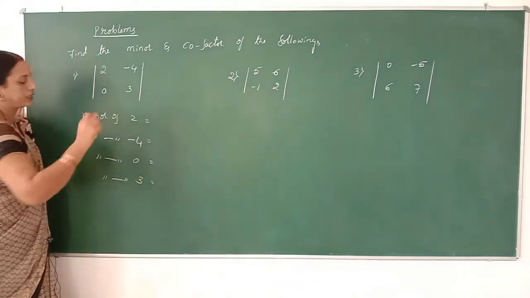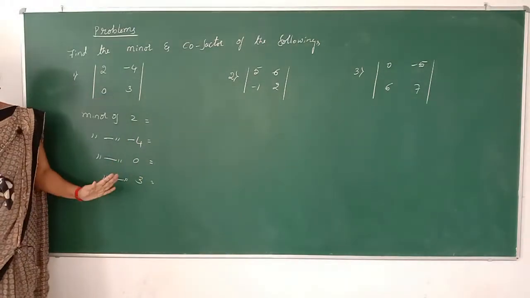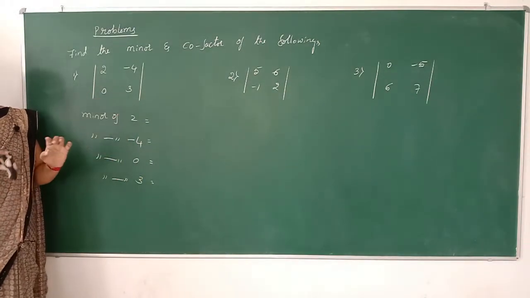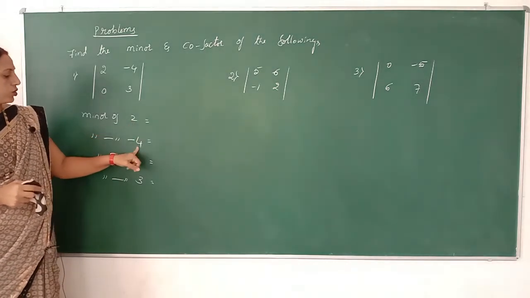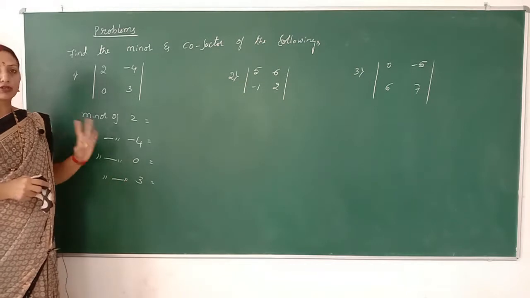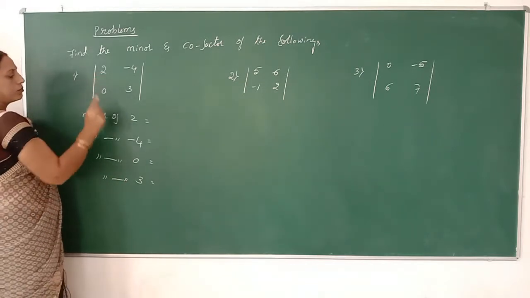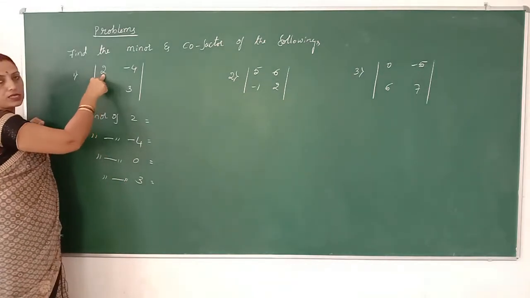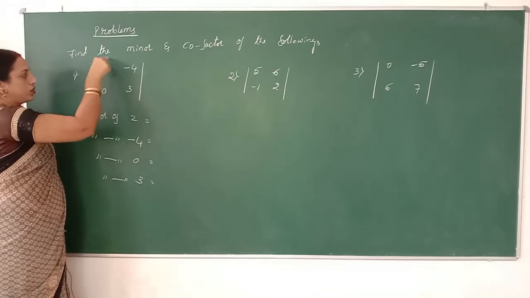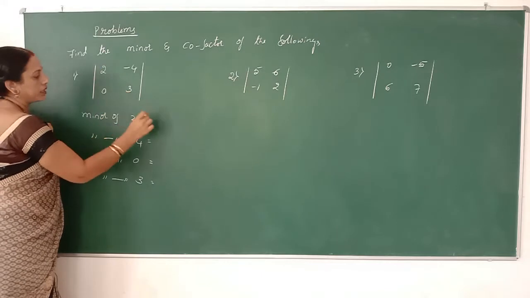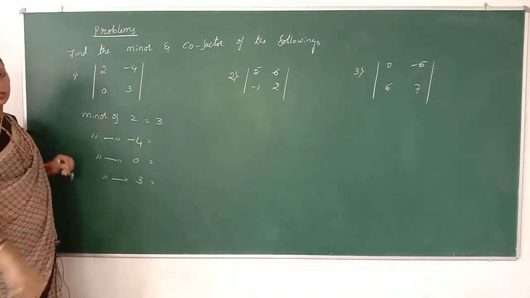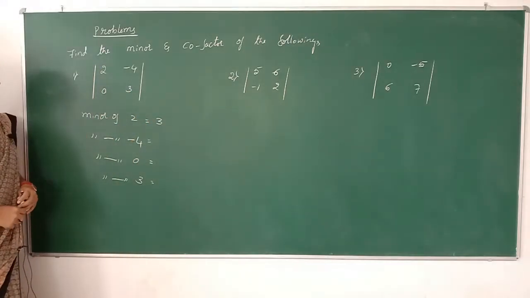First we'll write the minors of all the elements either in the statement form or in the shortcut form. Shortcut form is M11, M12, M21, M22. So first one is minor of 2. Now 2 is an element of the first row, first column, and these elements get neglected and the remaining element is nothing but 3. That is called as minor of 2.